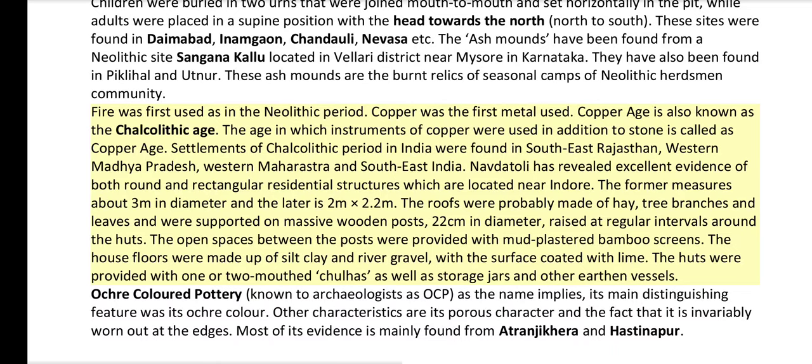The open spaces between the posts were provided with mud-plastered bamboo screens. The house floors were made up of silt clay and river gravel, with the surface coated with lime. The huts were provided with one or two mouths, chulhas, as well as storage jars and other earthen vessels.